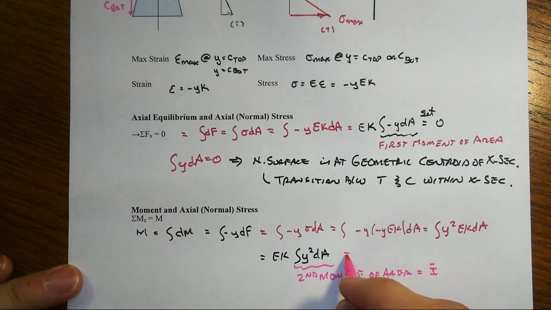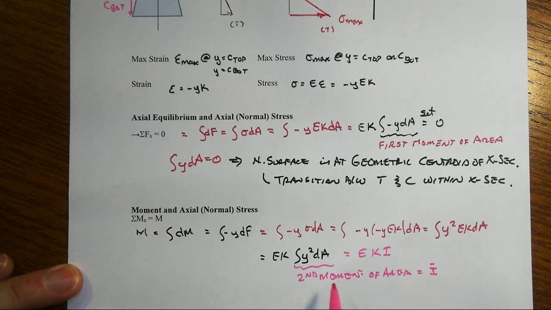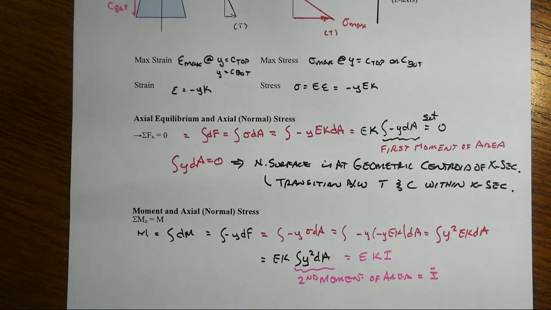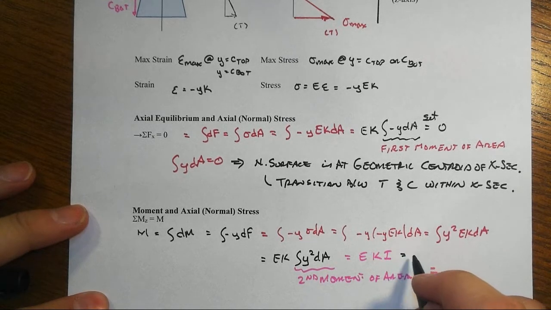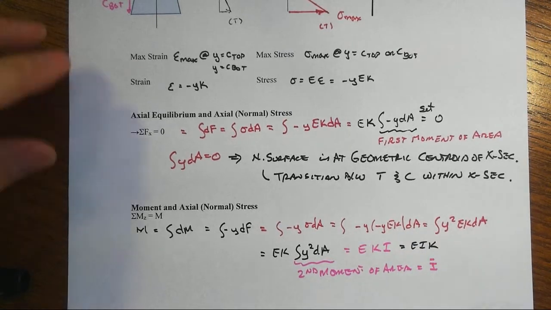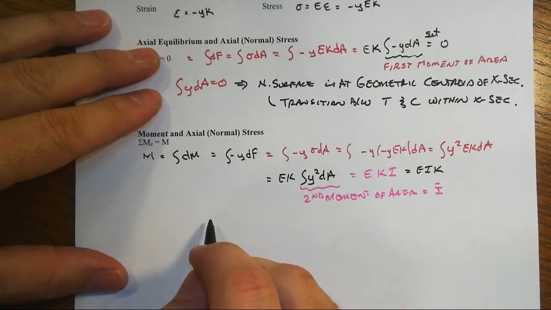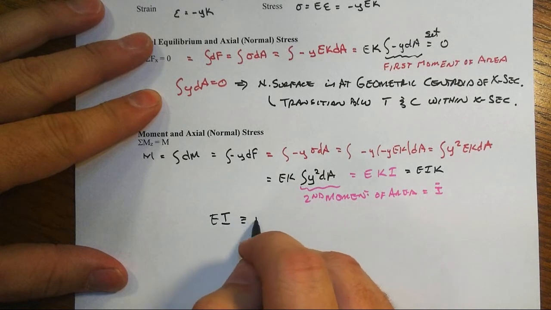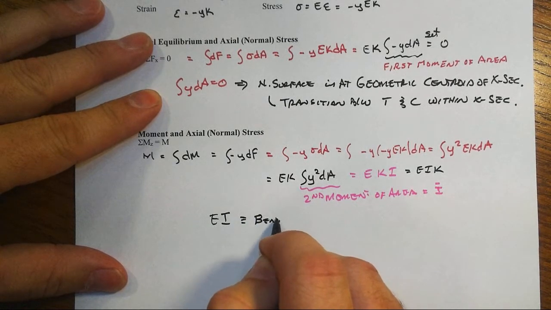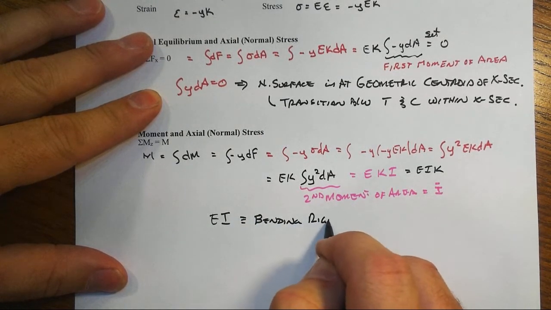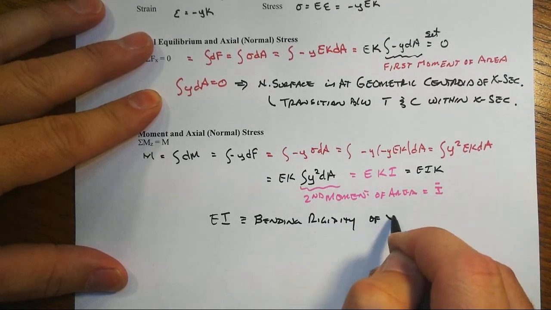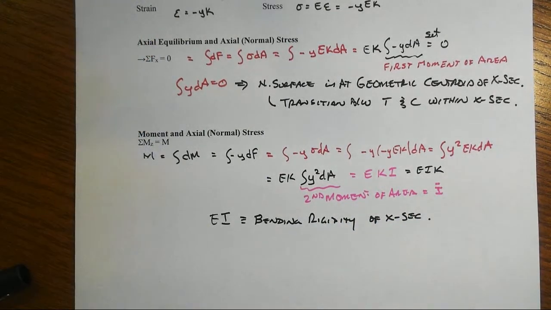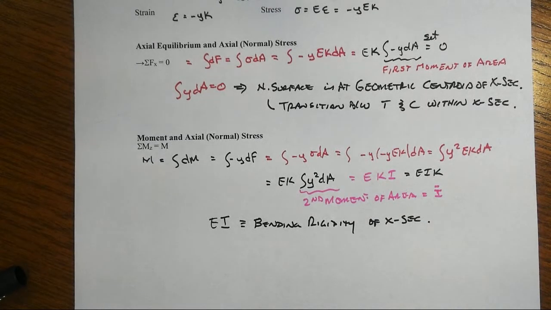So that gives us this moment-curvature relationship, usually not written E kappa I. Instead, it's usually written as EI kappa. Now, it's written that way because E is a material stiffness, and EI is the bending rigidity of the cross-section. Right? Now, we're almost there. Almost.